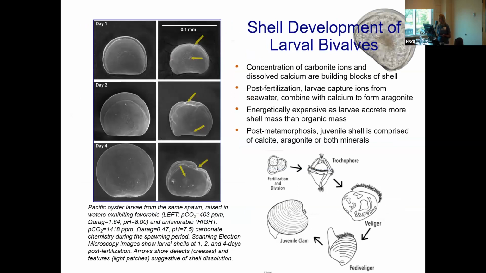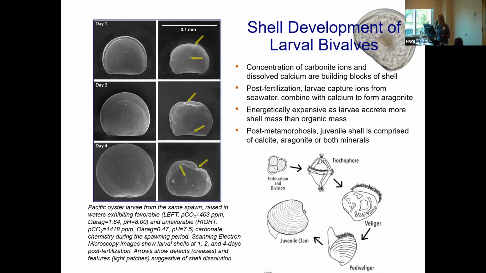A little bit about shell development of larval bivalves. The concentration of carbonate ions, we talked about that several times now, and dissolved calcium are the building blocks of shell. Post-fertilization, larvae immediately begin to capture ions from the seawater, combine with calcium to form aragonite. It's an energetically expensive process as larvae accrete more shell mass than organic mass during these first 1 to 2 to 4 days.